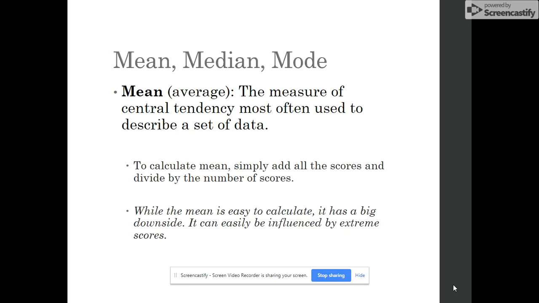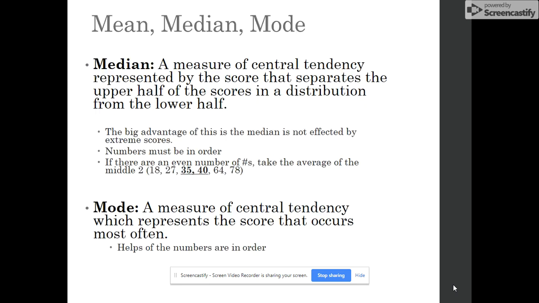All right, so again, mean is the average. It's most often the method that's used to describe a set of data. What you're going to do is add all the scores, divide by the number of scores, and then you get your average. So it's easy to calculate. The downside of this is it's really easily influenced by extreme scores. So if you're looking at test scores and everyone's doing pretty well and they're all pretty close, but then you have somebody who makes a 12 and somebody who makes a 98, but most of your other scores are C's and B's, then that's really going to mess up what the average is because you have these far outliers.